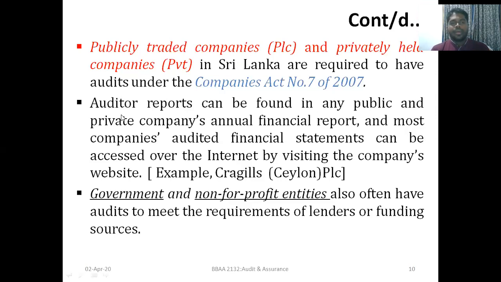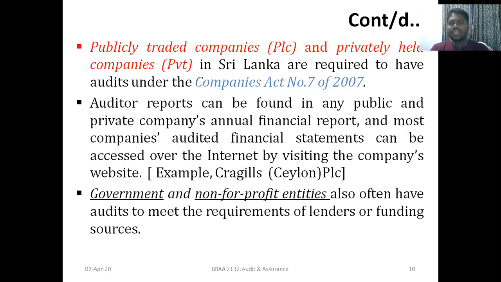So here, the auditor's report can be found in any public and private company's annual financial report, and most companies' audited financial statements can be accessed over the internet by visiting the company. Simply you can download this annual report each and every year. All public companies in Sri Lanka, do you know how many public companies are there? Approximately 300 companies are listed in the Colombo Stock Exchange, CSE. In Sri Lanka, we have only one stock exchange, called the Colombo Stock Exchange. So approximately 300 companies are listed.